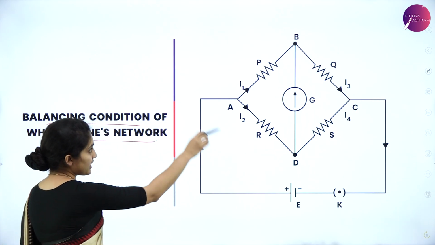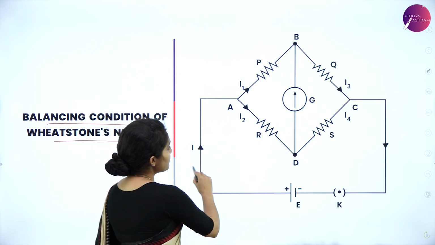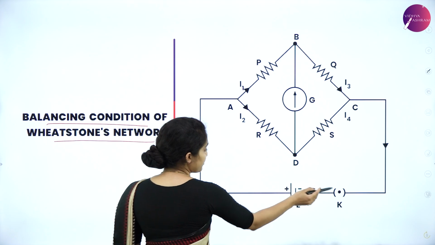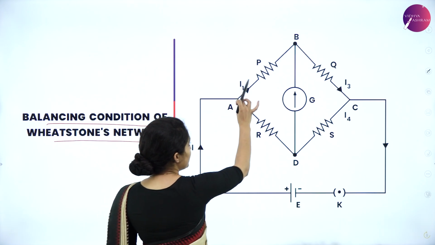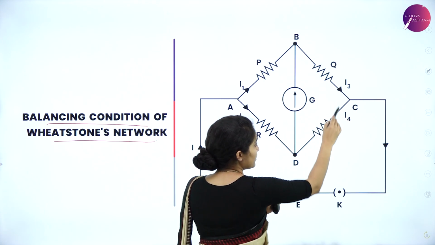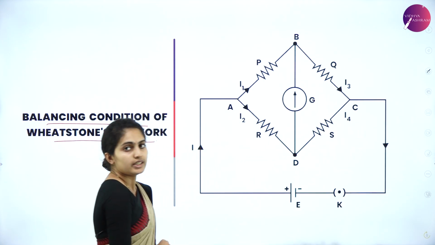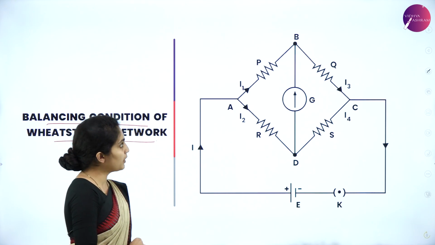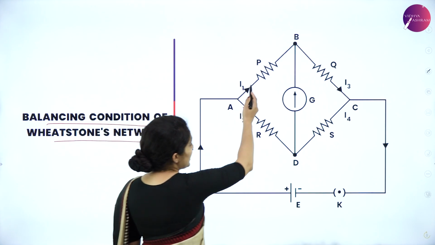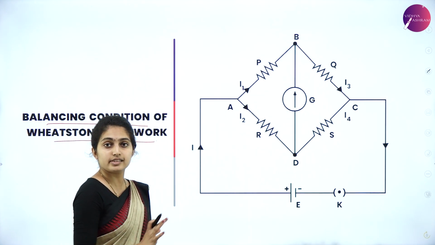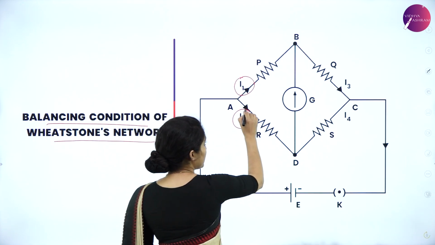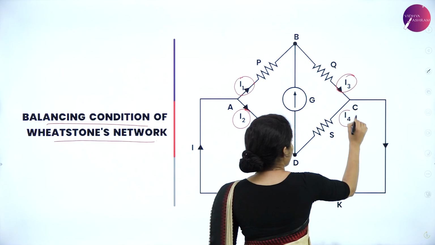So let us see what exactly we are doing here. We have a circuit called Wheatstone's network, and we have an EMF as well as a key. The current flows from here, branches out and joins here. Again the branching comes here to I3 and I4 and finally moves to the negative terminal of the EMF. P, Q, R, S are the resistances of this bridge. There is I1 current passing, I2 current passing, and I3 as well as I4 current passing.